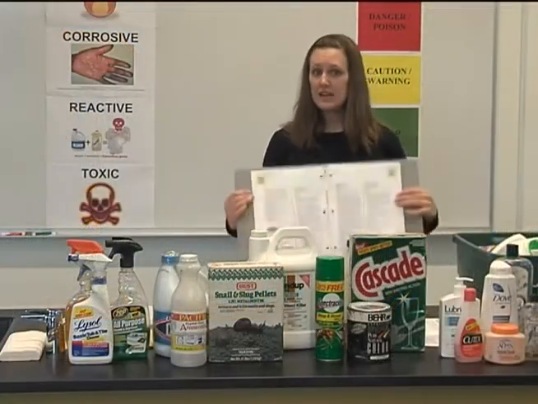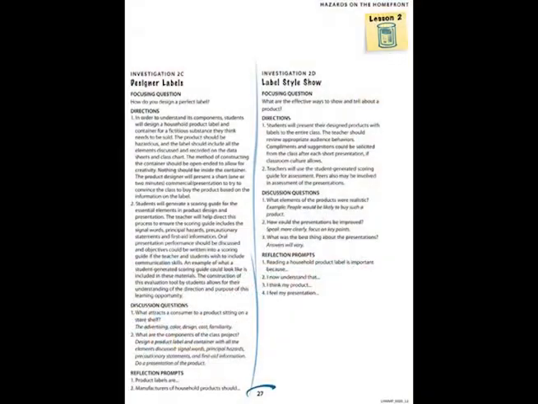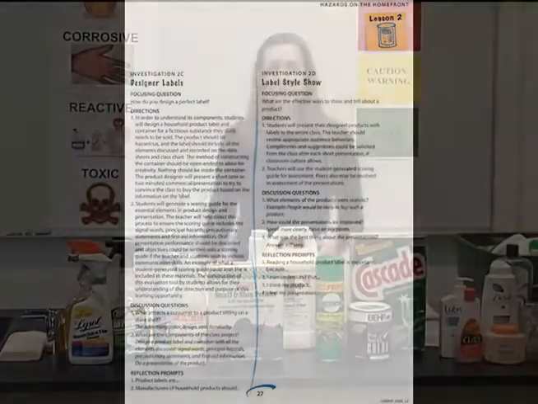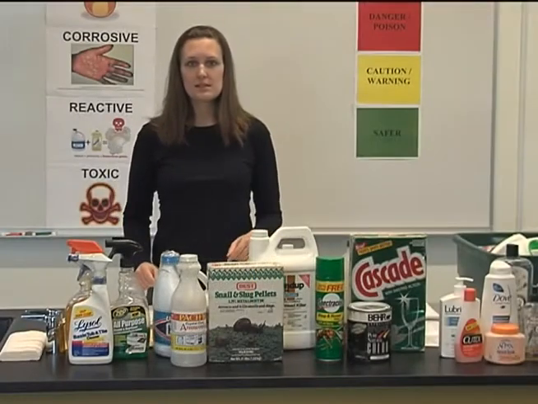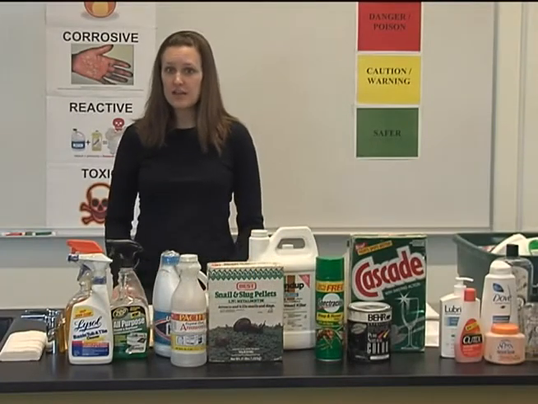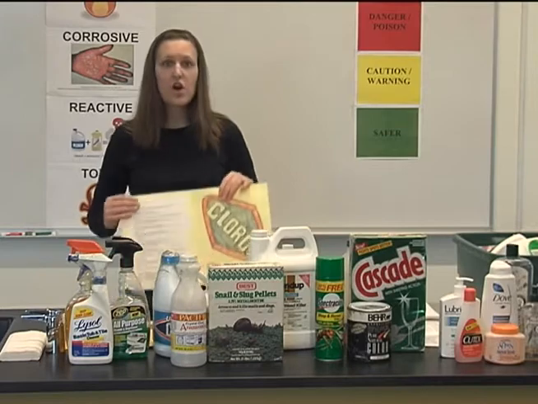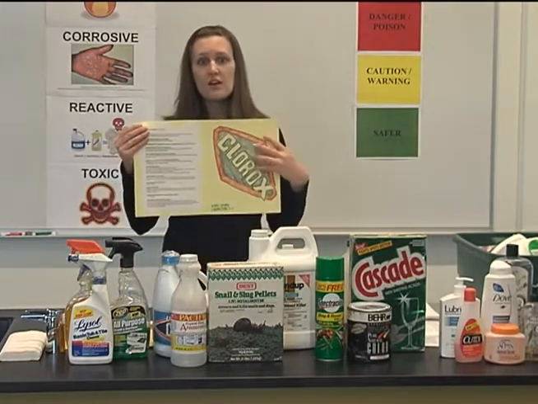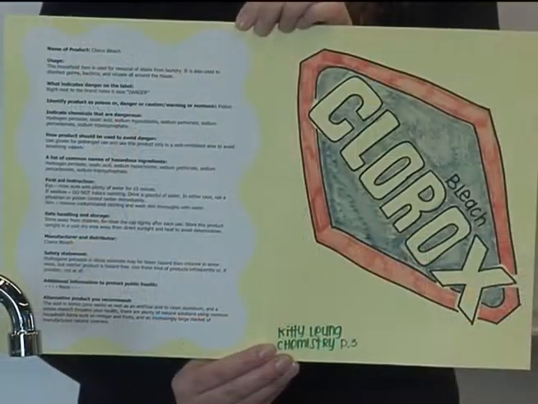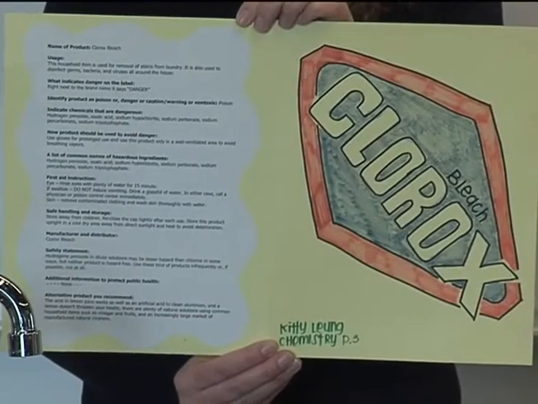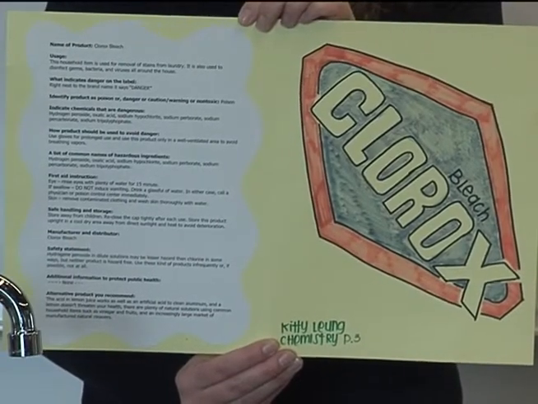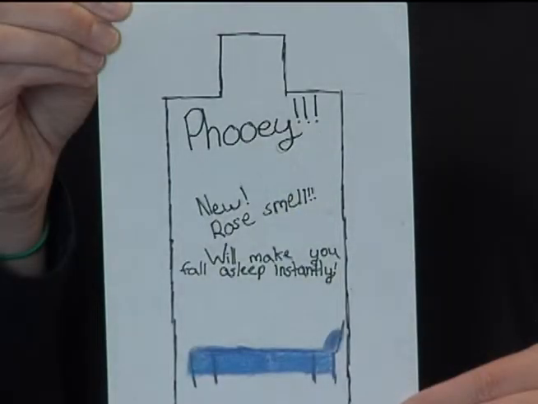Investigation 2C, titled Designer Labels, asks students to design a product label and a container for a fictitious household substance. The product should be hazardous, and the label should include all of the elements discussed and recorded on the data sheets. During Investigation 2D, the Label Style Show, the student designers will present a short 1 or 2 minute commercial or presentation to convince the class to buy the product based on the label's information.